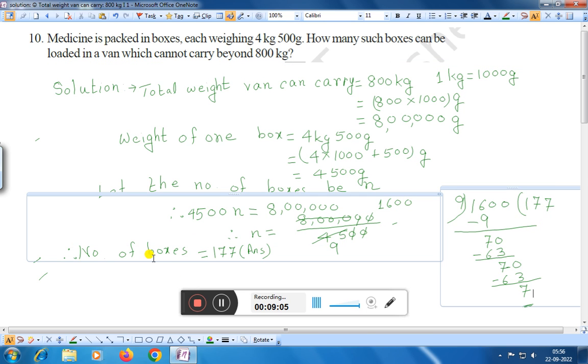Therefore, the number of boxes the van can carry is 177, but there is one thing, that 7 gram of medicine will be left, right? Because this is the remainder 7, that means 7 gram of medicine will be left, and the number of boxes will be 177. This is the solution of question number 10.